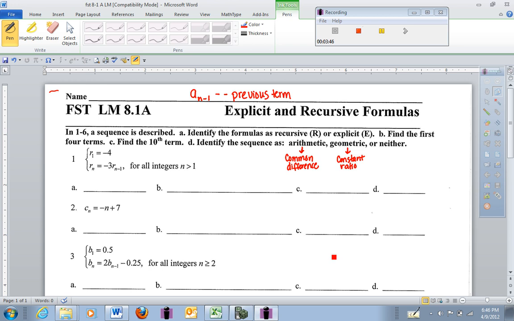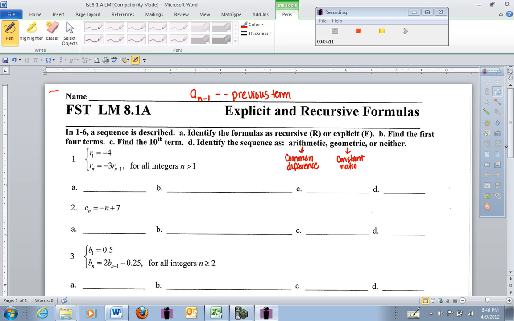Then the next thing we're going to do is find the 10th term. And last but not least, we're going to identify this sequence as either arithmetic, meaning it has a constant difference, so it goes up or down by adding the same number or subtracting the same number each time, or it could be geometric. That means we're going to be having a constant ratio or multiplying by the same multiplier every time, or it could be neither of the two.